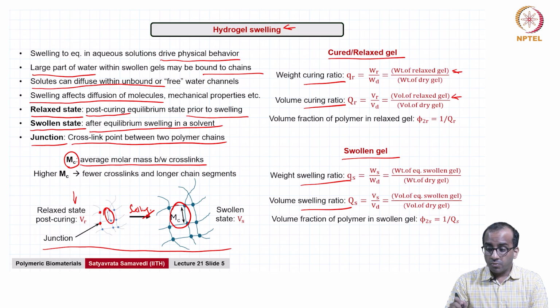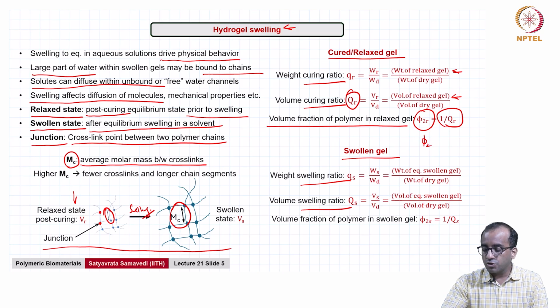And one important aspect to note here is the volume fraction of polymer in the relaxed gel, given as Phi2 sub r, is 1 over the volume curing ratio. Now this Phi2 should remind you of the volume fraction that we have seen as part of the Flory-Huggins, which is going to show up in just a minute, but this is one way for us to understand what the volume fraction of polymer in the relaxed gel is based on the volume curing ratio.